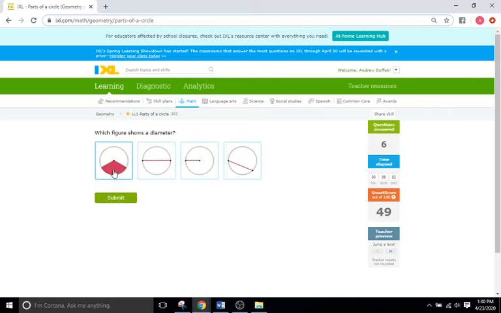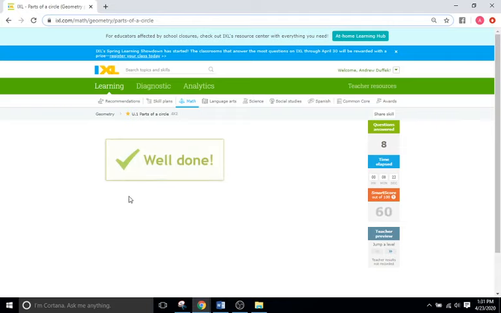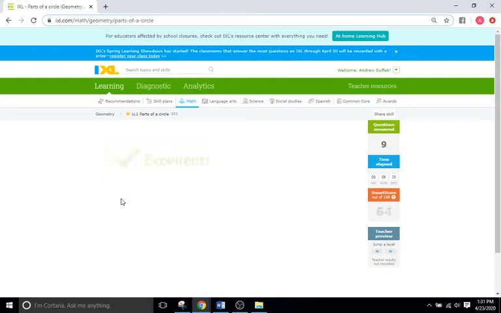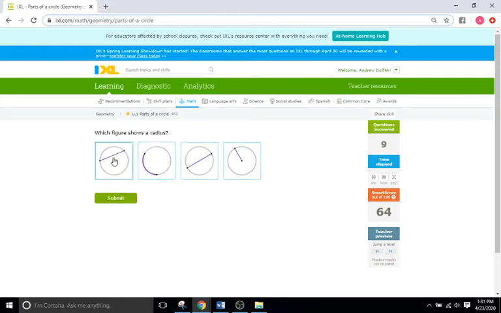Next, what's a diameter? So we have our sector here, we have a diameter here, it goes straight through the middle. We have a radius here, and then we have a chord here. Shows a radius. So we have another diameter here, we have a center here, we have a sector here, and then we have a radius there. We have our central angle right here, a chord, a diameter, and an arc. We have a chord, we have an arc, we have a diameter, and we have a radius.